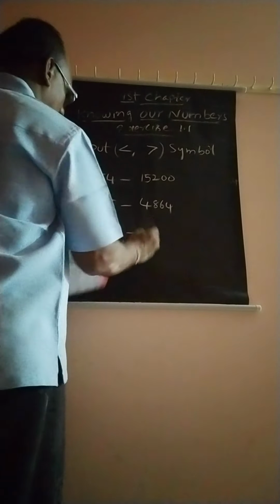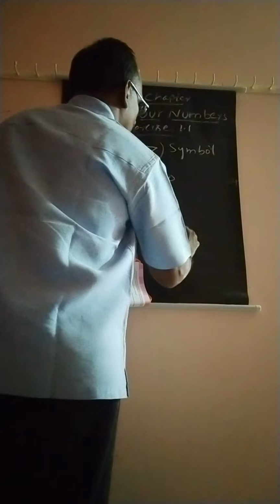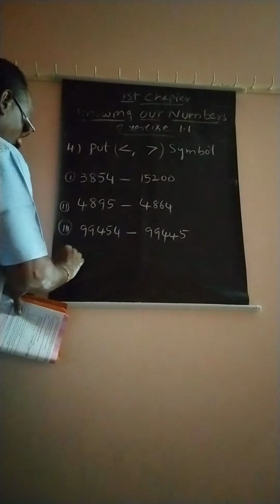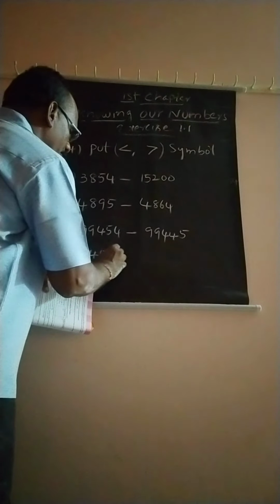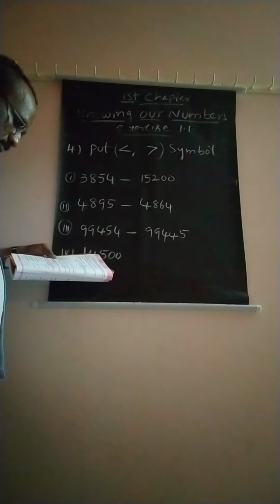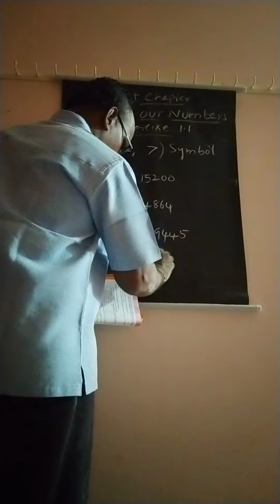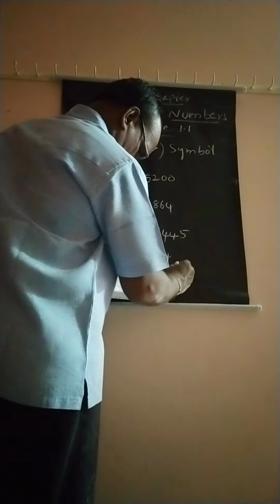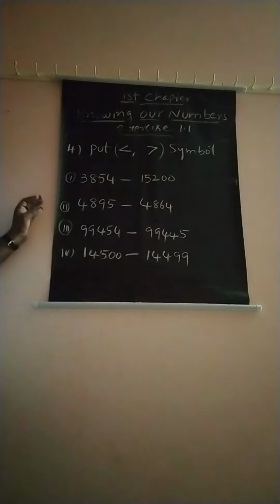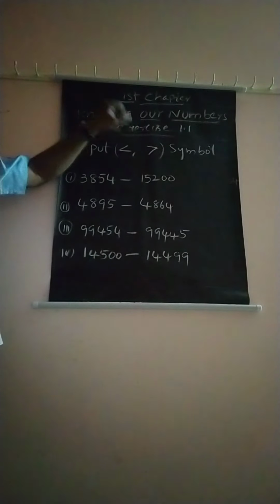Third one is 99454 dash 99445, and fourth one is 14500 dash 14499. Children, all should open your textbooks and observe that one. This is the first exercise from your textbook only.